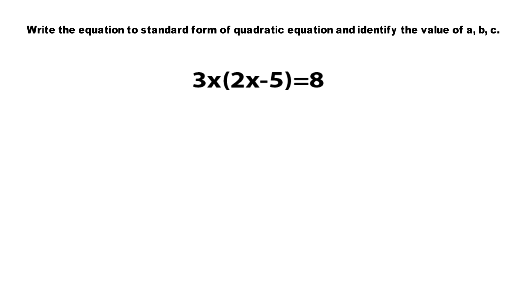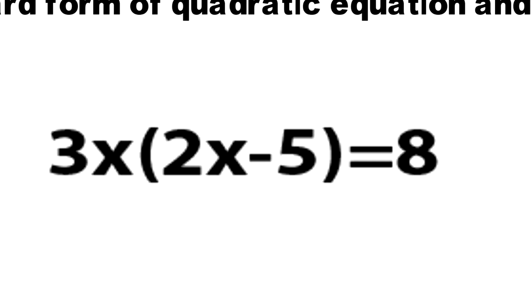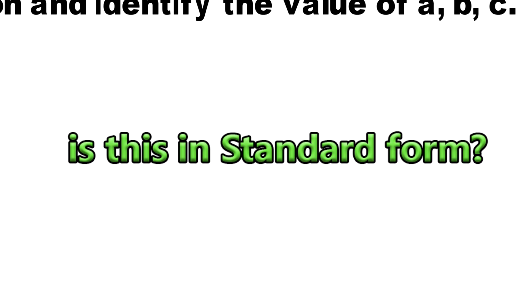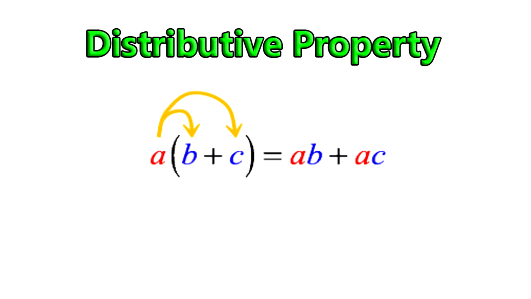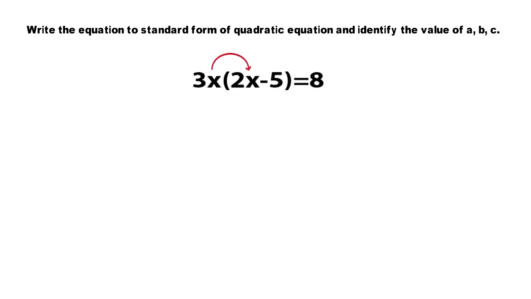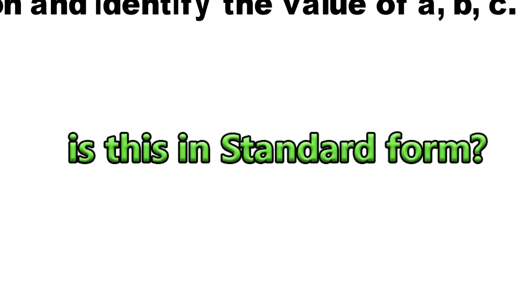Another example: 3x times the quantity of 2x minus 5 is equal to 8. First is to check if the given equation is in standard form. Is this in standard form? No. To change the given equation into standard form of quadratic, we will use the distributive property. a times the quantity of b plus c, so we will multiply a to each term inside the parenthesis. So a times b plus a times c. 3x times 2x is equal to 6x squared. 3x times negative 5 is equal to negative 15x, so we now have 6x squared plus negative 15x is equal to 8. Is this in standard form?